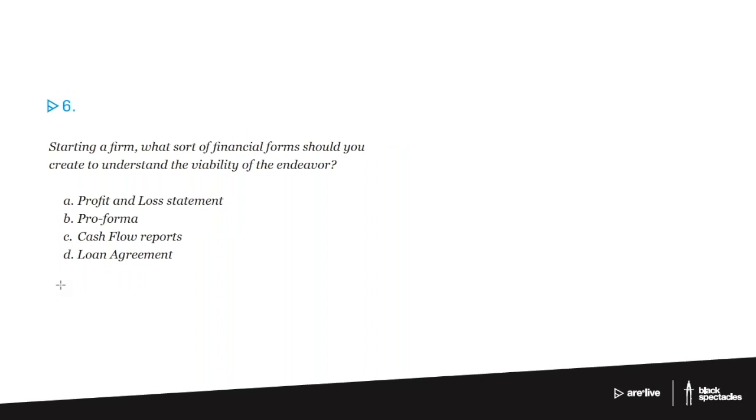Starting a firm, what sort of financial forms should you create to understand the viability of the endeavor? So we have 4 different possibilities here. A, profit and loss statement. B, pro forma. C, cash flow reports. D, loan agreement.